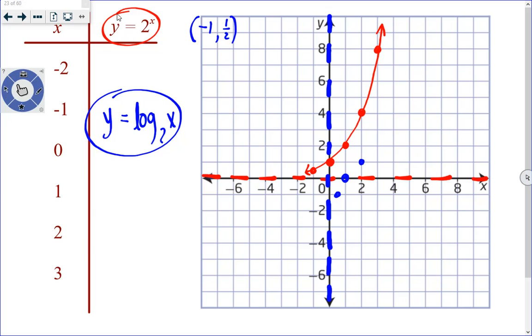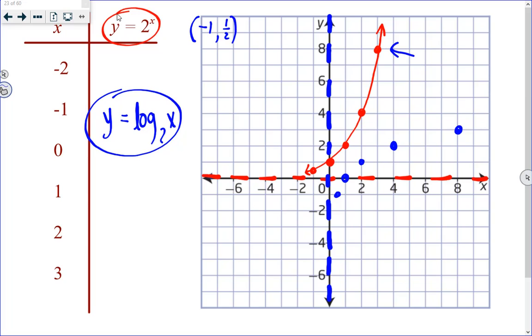3, 4 is the next one. Swap the numbers. 2, 4 is the next one. Swap the numbers. 4 becomes the x coordinate. 2, 4 is the red one. 4, 2 is the blue. The last one, which is up here that I'm pointing at, is 3, 8. So I swap that and it becomes 8, 3.